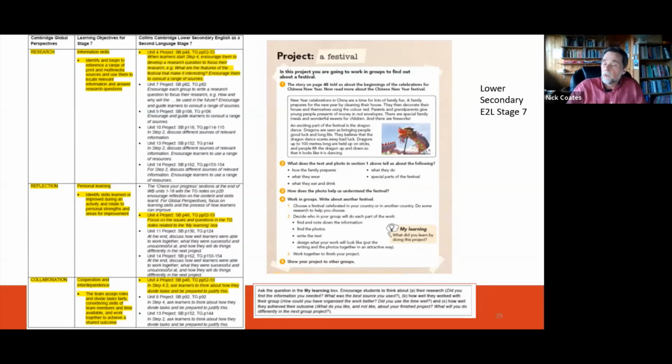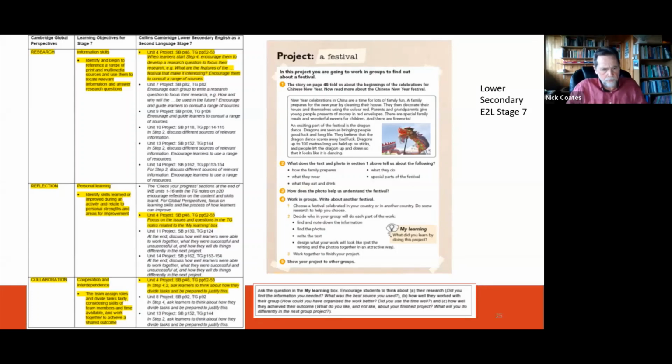So they ought to be looking at more than one source, which might be text or it might be online. This links us to the information skills learning objective. Identify and begin to reference a range of print and multimedia sources and use them to locate relevant information and answer research questions. So it's key that we include the research questions and we use a range of sources.